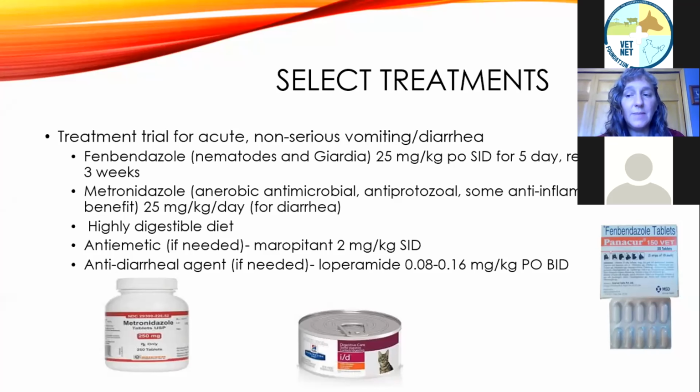For vomiting, an antiemetic such as maropitant at 2 milligrams per kilogram once a day can be used. And for diarrhea, an antidiarrheal agent such as loperamide, at the dose given, can be used twice a day as needed. If the treatment trial is not effective, then it's time to move on to more diagnostic tests.